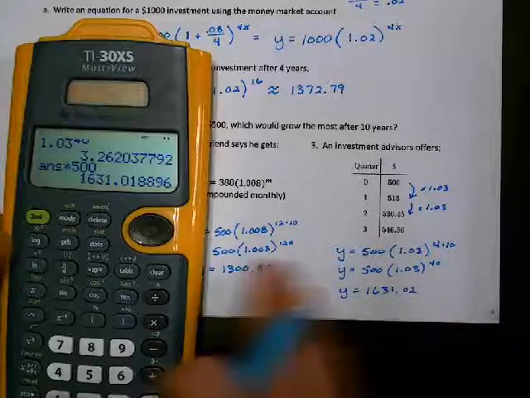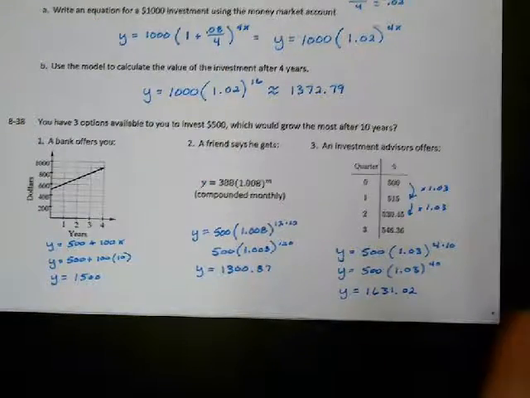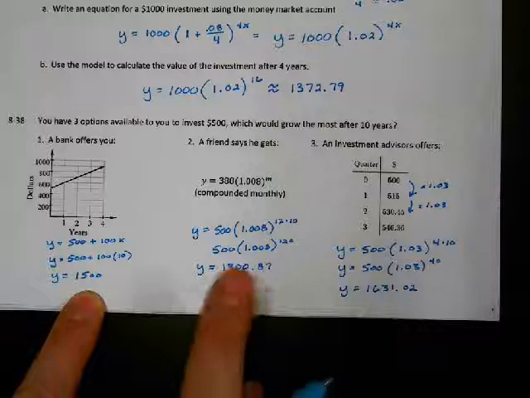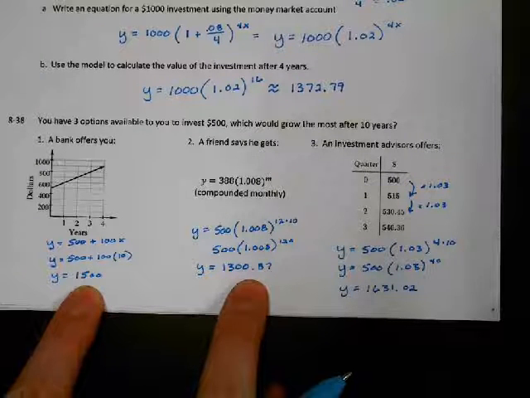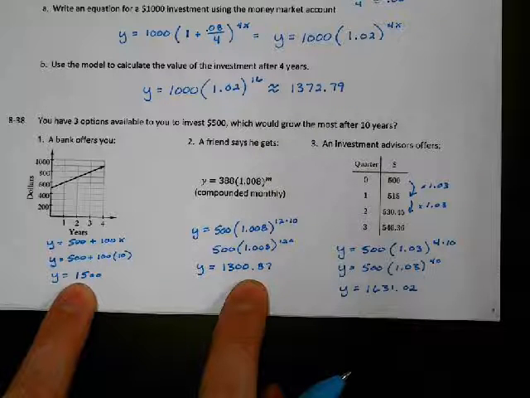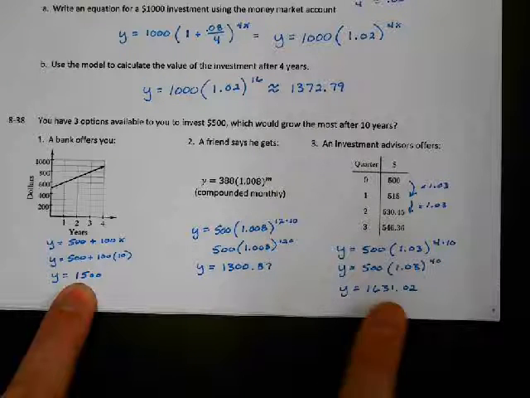Looks like the monthly compounding after 10 years wasn't quite as good as what the bank was offering, giving you $100 every year. But when we're compounding it quarterly after 10 years, this last one is going to give us the most amount of money.